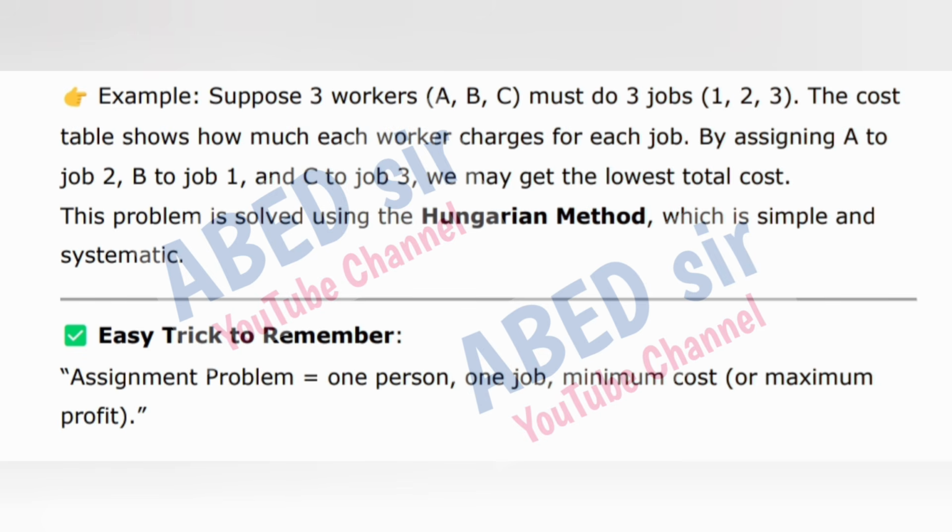Example: suppose 3 workers, A, B, C, must do 3 jobs, 1, 2, 3. The cost table shows how much each worker charges for each job. By assigning A to job 2, B to job 1, and C to job 3, we may get the lowest total cost. This problem is solved using the Hungarian method, which is simple and systematic. Easy trick to remember: assignment problem equals one person, one job, minimum cost, or maximum profit.